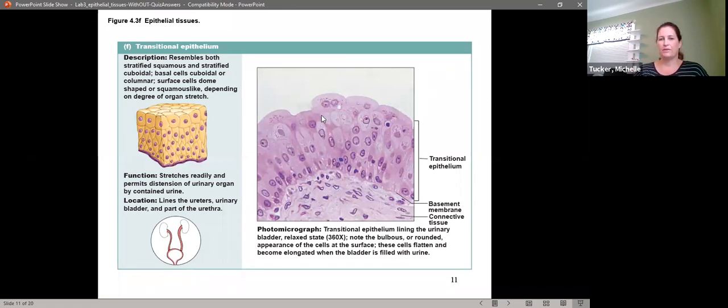And then the other defining characteristic of transitional epithelium is that they have this kind of mushroom cap, this domed cell appearance in this relaxed state. Okay, so dome shaped cells, spherical nuclei on the apical surface, and just kind of more evenly dispersed.